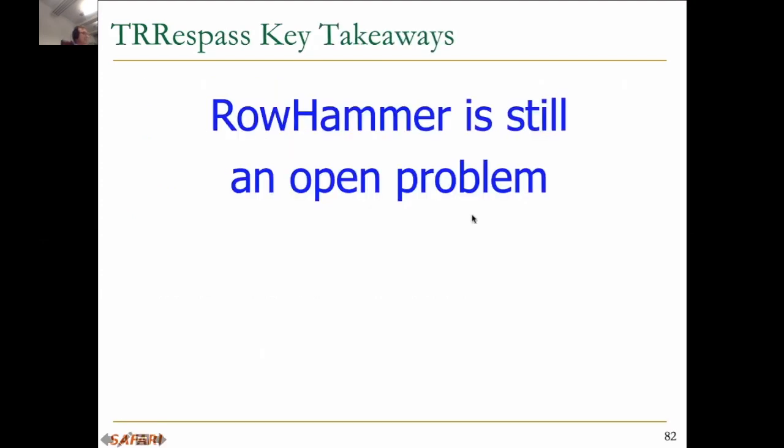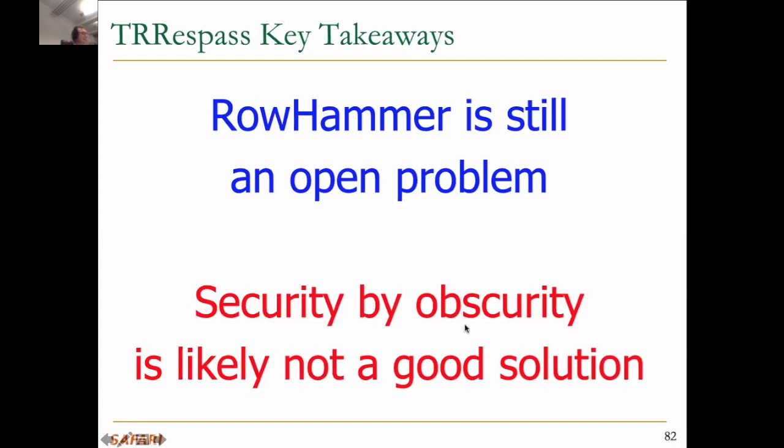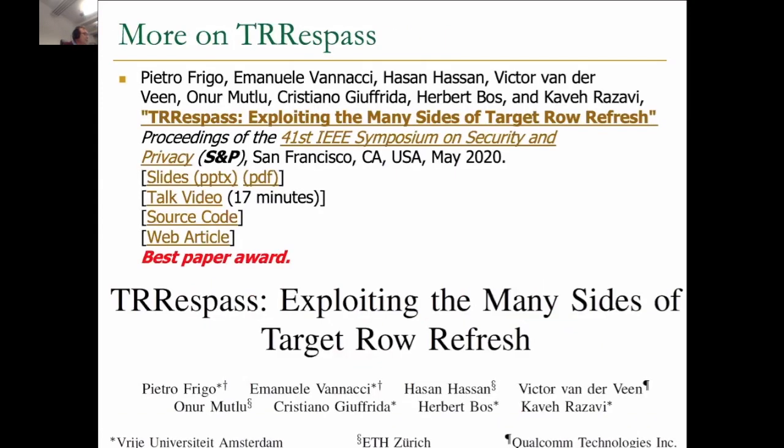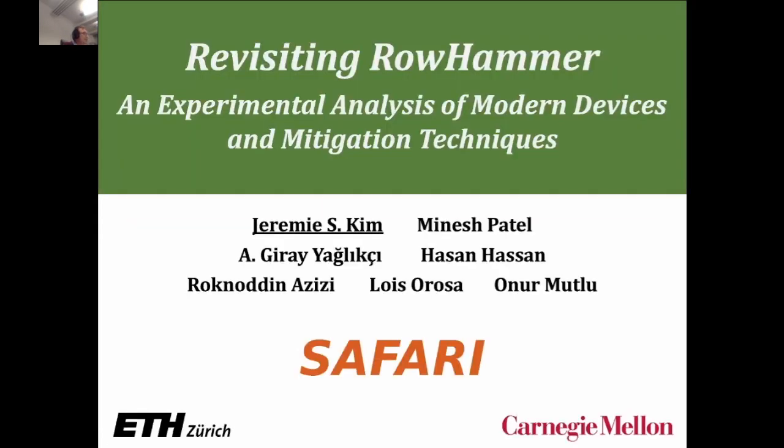Basically, the key takeaway is RowHammer is still an open problem despite the advertisements. And I believe that security by obscurity is not a good solution. And that's the security strategy that's employed by manufacturers today, unfortunately. Okay, let me talk about the other work relatively quickly.